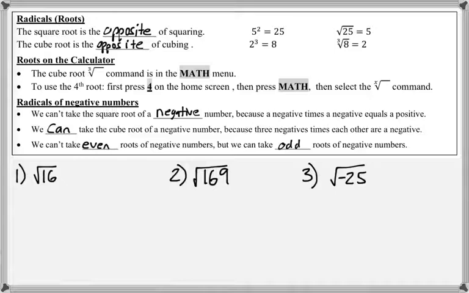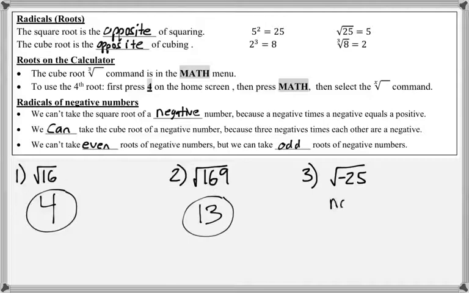Okay, so let's look at number 1. The square root of 16, that is 4. The square root of 169, if you want to use the square root key, it is on your calculator as well. It's second and then x squared, and then you type 169. So if you don't know it, you can use that, and you'll get 13. And then the square root of negative 25, this is not real. This is not a number. So those will be your answers.